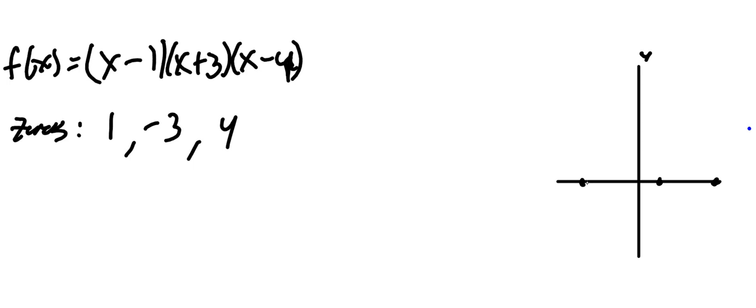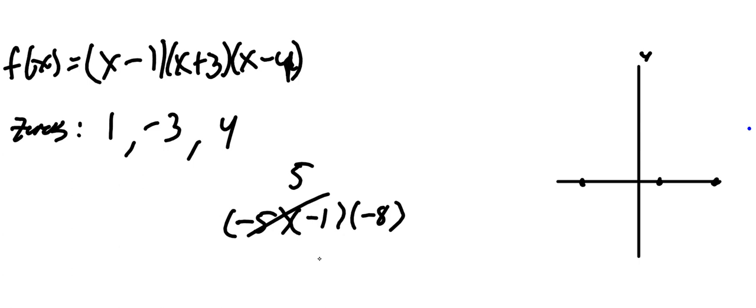So essentially, we're going to find out whether the function is increasing or decreasing over these x values. Let's plug in a value less than negative 3, let's say negative 4. Negative 4 minus 1 is negative 5. Negative 4 plus 3 is negative 1. And negative 4 minus 4 is negative 8. So negative 5 times negative 1 is 5, and 5 times negative 8 is negative 40.